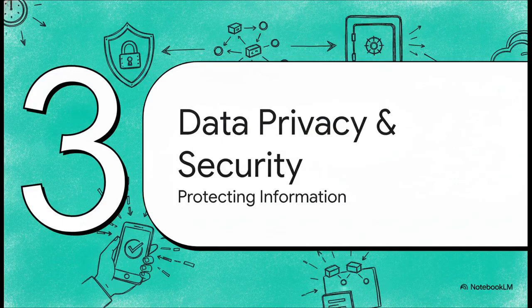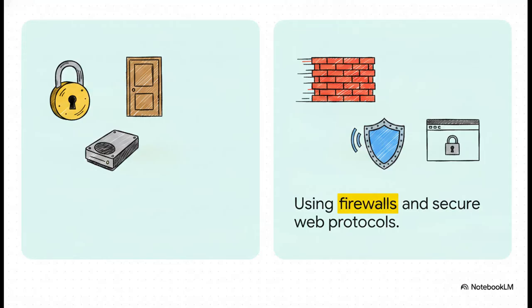Which brings us to Section 3, data privacy and security. Because our devices are constantly firing off all these packets of information out into the wild, we really have to learn some defensive driving skills. Protecting our data requires a two-pronged approach. We've got to understand the difference between keeping things safe in the physical world versus the digital world.